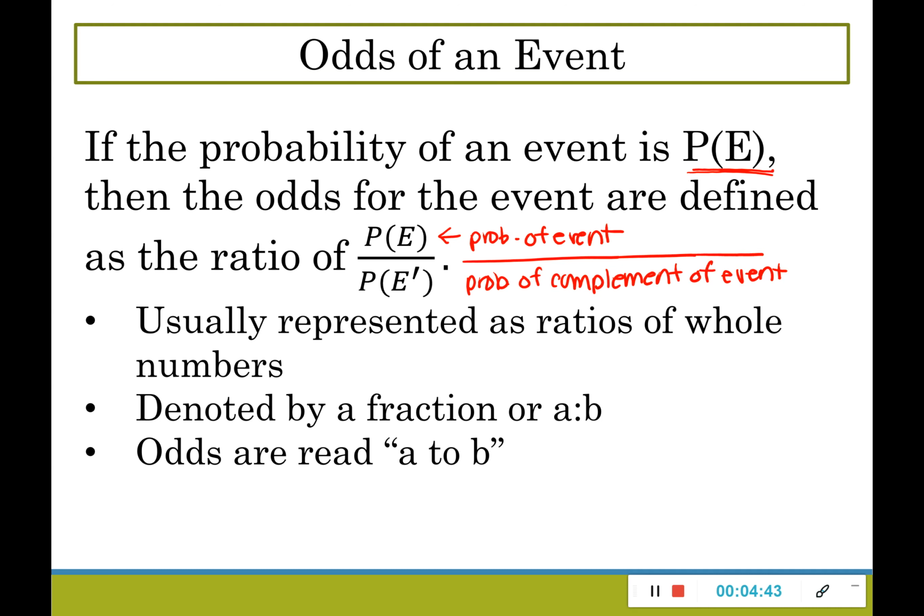And we know that we can also write the complement. If P of E is the numerator, the complement would be 1 minus P of E, since the sum of those two equals 1. We usually write this as a ratio of whole numbers, and either we write it as a fraction or we write it with the word "to" in between.